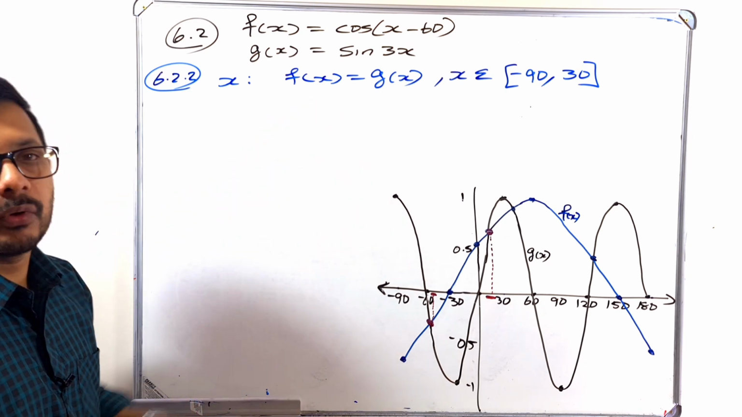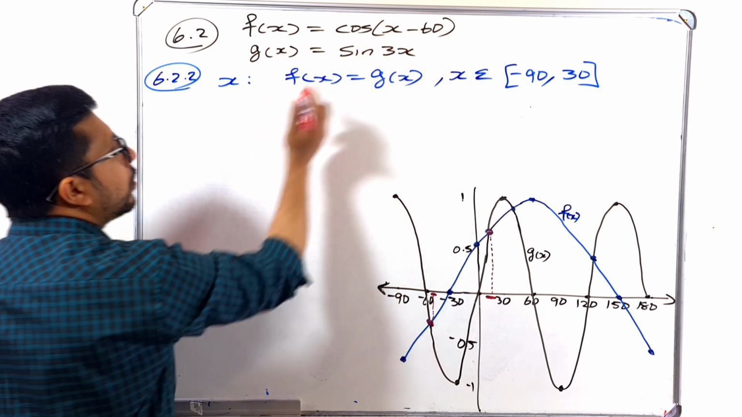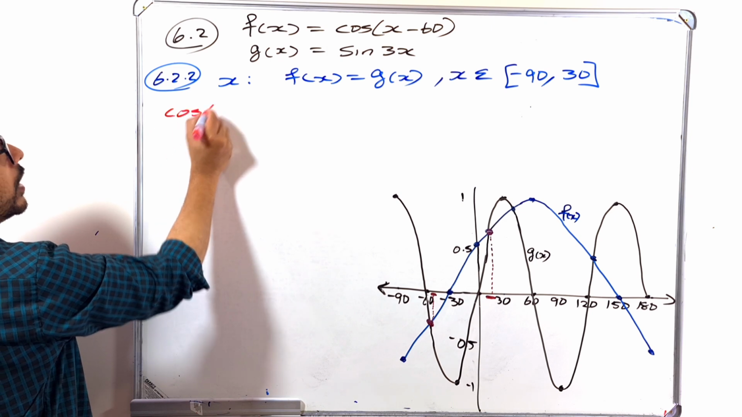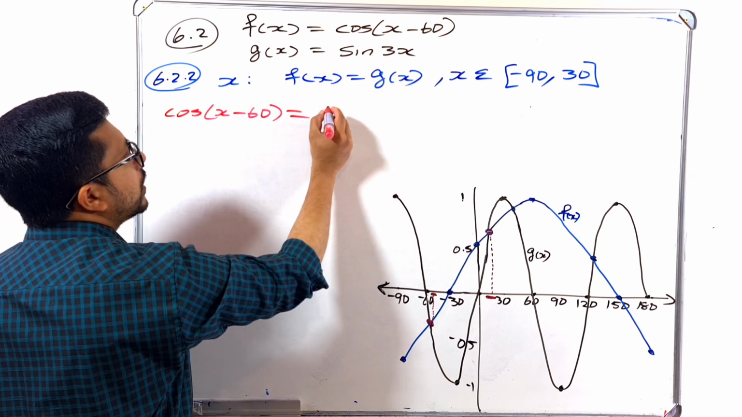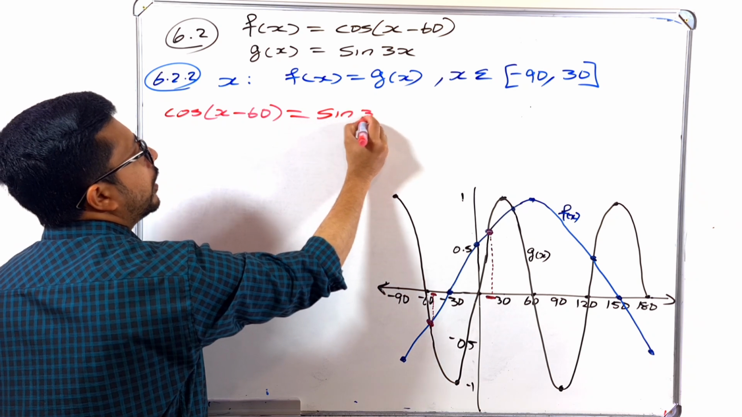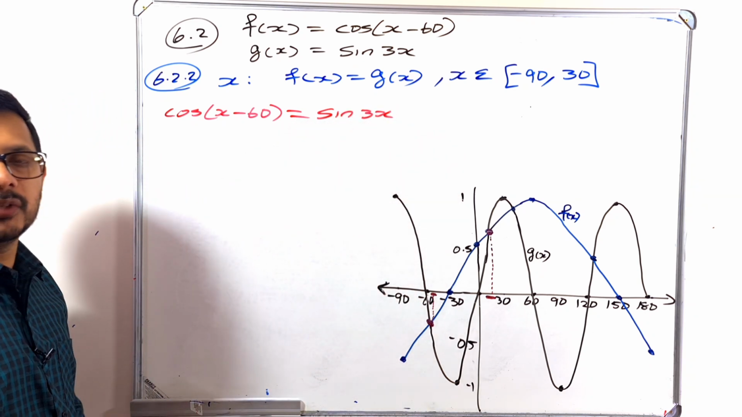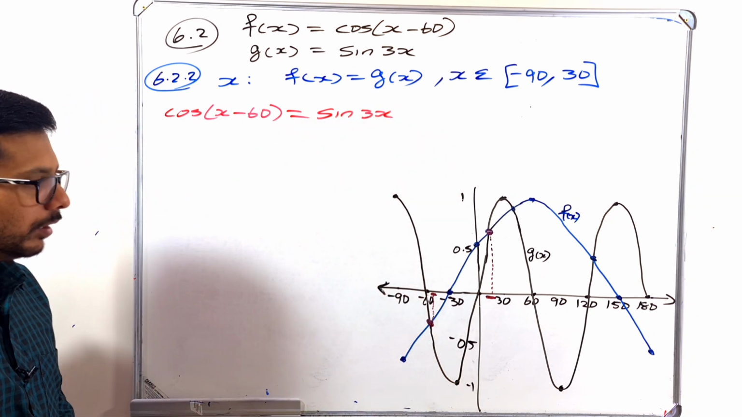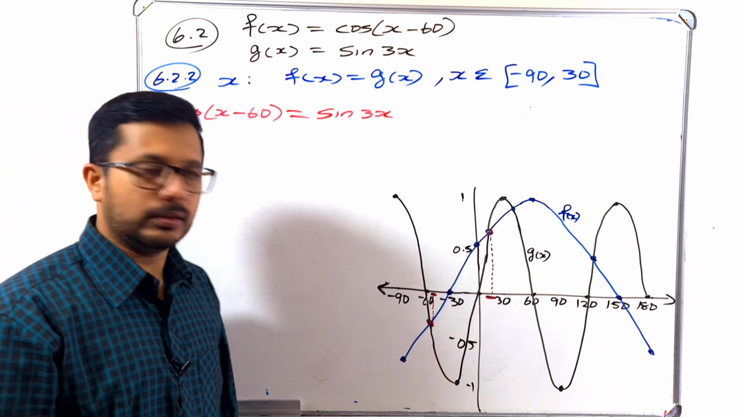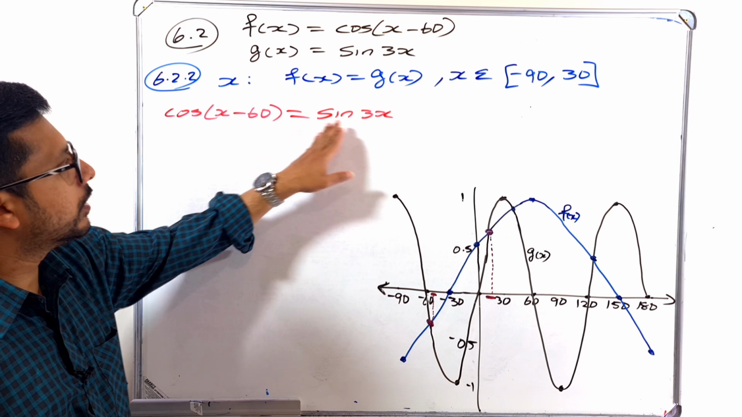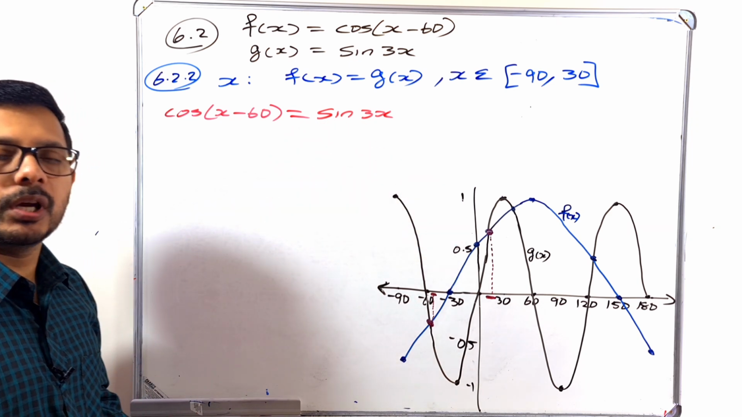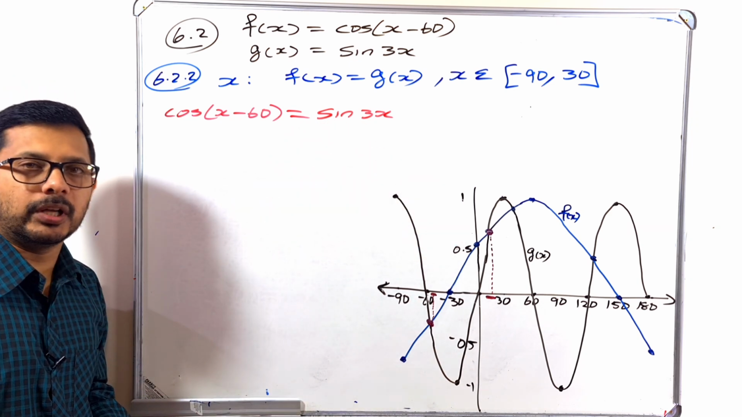So what is our f of x? Our f of x is cos of x minus 60, which is equal to g of x, sine 3x. We are trying to find the values of x at these two points. Okay. So cos of x minus 60 is equal to sine 3x. Now we have to solve this one and try to find the value of x.